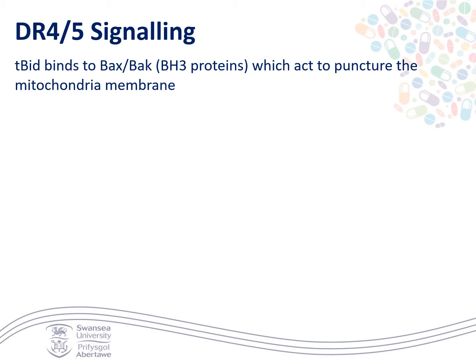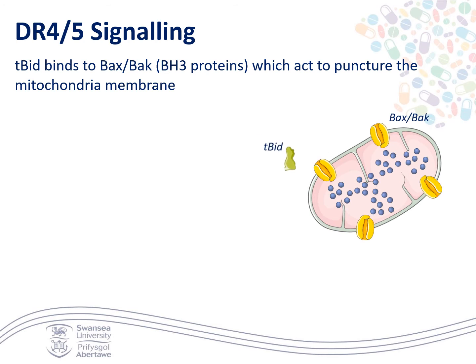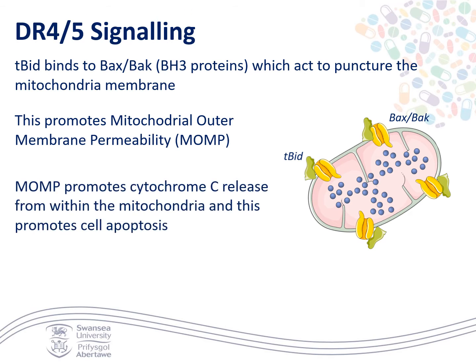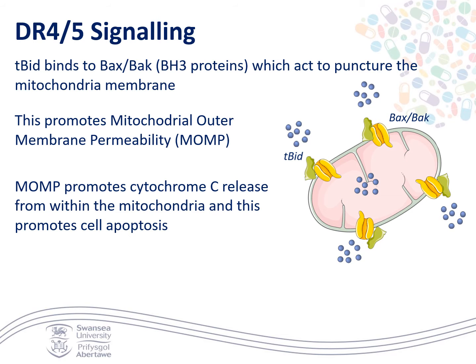Once caspases have converted BID into tBID, it's then able to interact with a family of proteins known as BH3 proteins, which act to puncture the mitochondrial membrane. In this case, tBID interacts with the proteins BAX and BAK. This interaction acts like a molecular hole punch and punctures holes in the mitochondrial membrane, which promotes mitochondrial outer membrane permeabilization, or MOMP. Activation of MOMP then promotes cytochrome C release from within the mitochondria into the cell cytoplasm. Cytochrome C is then able to interact with a number of downstream effectors themselves and further promote cellular apoptosis.